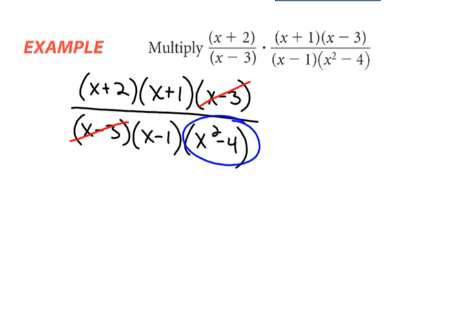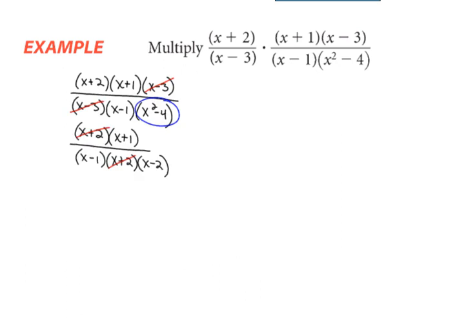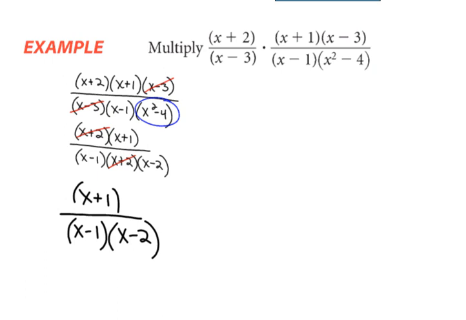So let's do this. Let's rewrite this as x plus 2 over x plus 1 over x minus 1 times x plus 2, x minus 2. And you can see that the x plus 2's are going to cancel out. So now we have x plus 1 over x minus 1 times x minus 2. And we can stop right there.